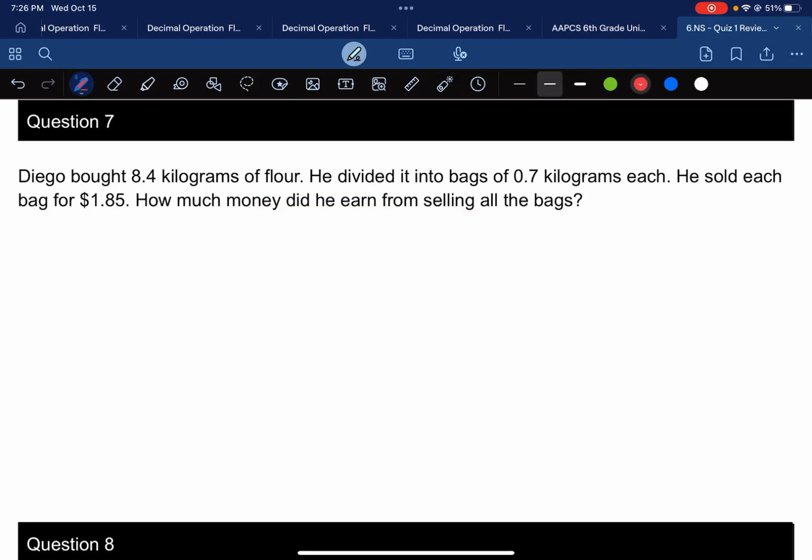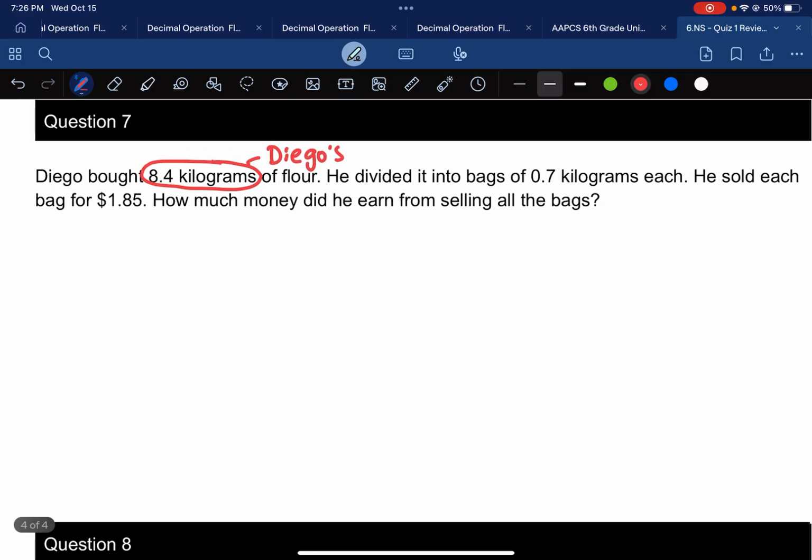So now I'm going to go back to each sentence and circle all the numbers and basically create a small label to say what it's talking about. So we know that Diego bought 8.4 kilograms of flour. So I'm going to circle 8.4 kilograms, and then I'm going to label it as Diego's flour. Okay. He then divided it into bags of 0.7 kilograms each. So I'm going to circle 0.7 kilograms, and I'm going to say how he divided the flour.